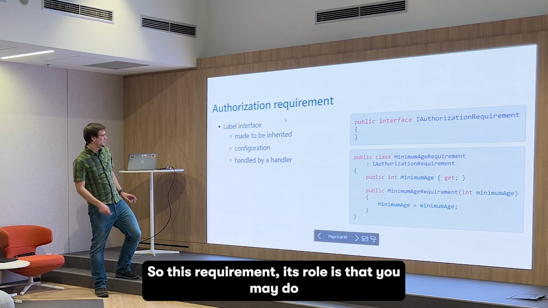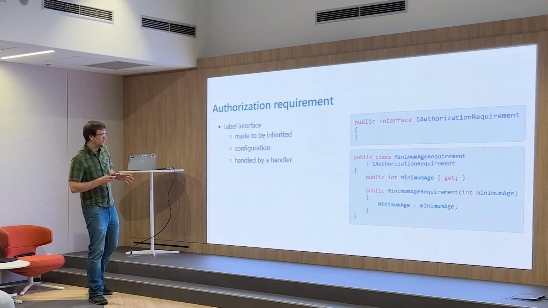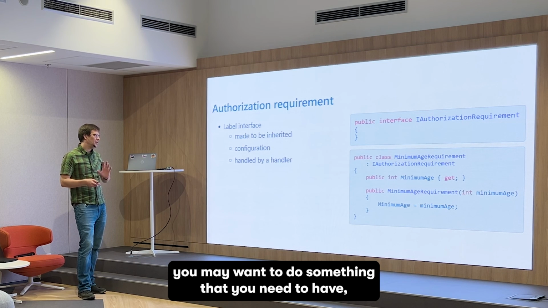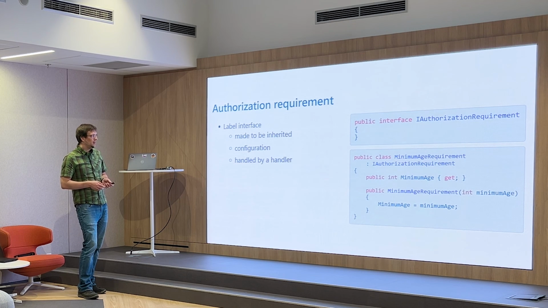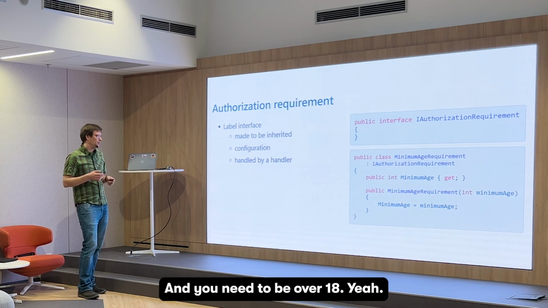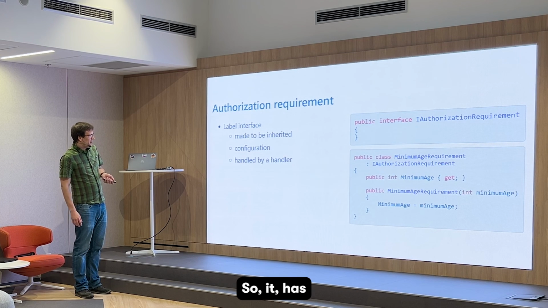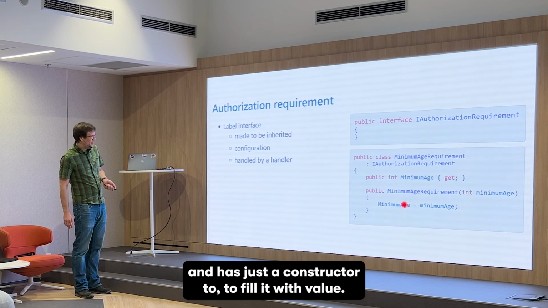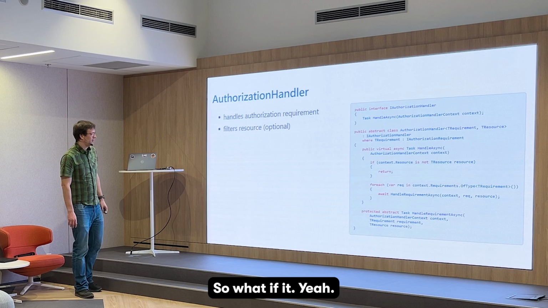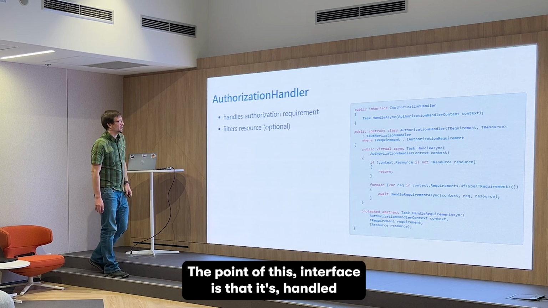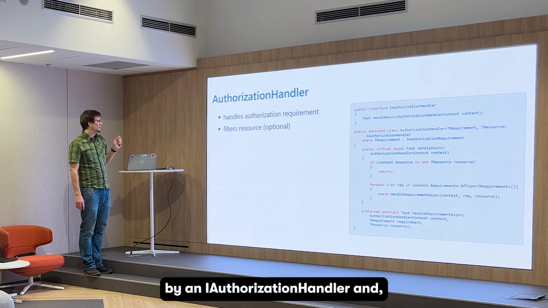So this requirement, its role is that you may want to do something where you need to have some minimal age, let's say, to download some content, and you need to be over 18. So it has just a constructor to fill it with value. The point of this interface is that it's handled by an authorization handler.